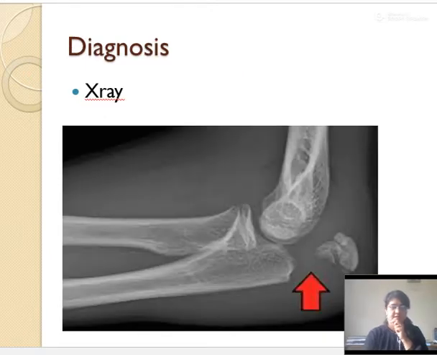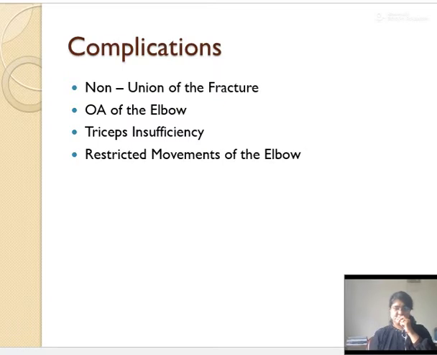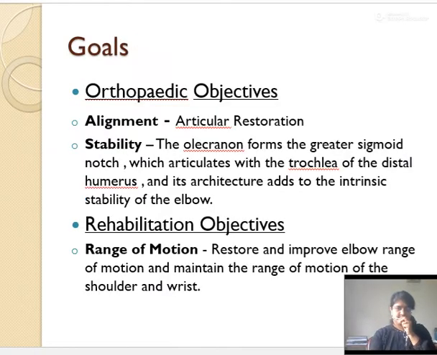This is the X-ray. Usually the fracture is confirmed with the X-ray, and if any soft tissue injury is suspected, then only the MRI is done, otherwise not. So here you can see the olecranon fracture. The complications include non-union of the fracture, osteoarthritis of the elbow, triceps insufficiency, restricted movements of the elbow, that is stiffness of the elbow, and reduced range of motion.